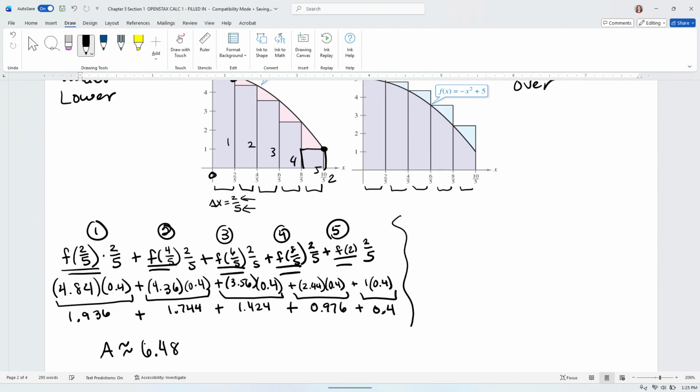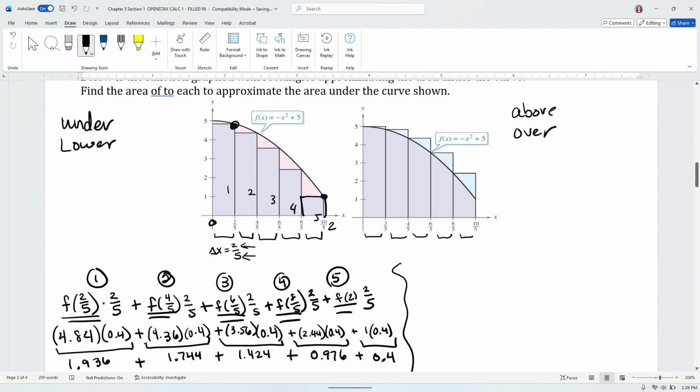6.48. Right, we are going to do this again, but this time we're going to do it with our upper, or over, approximation. Again, we have 5 rectangles. Let's see if I can be a little bit smaller with my writing.